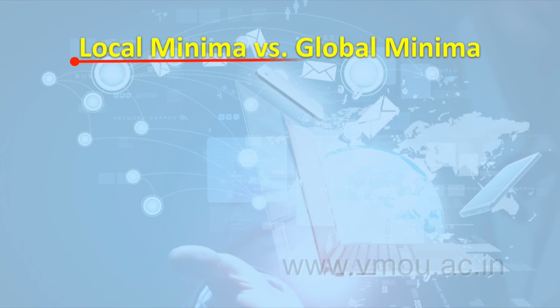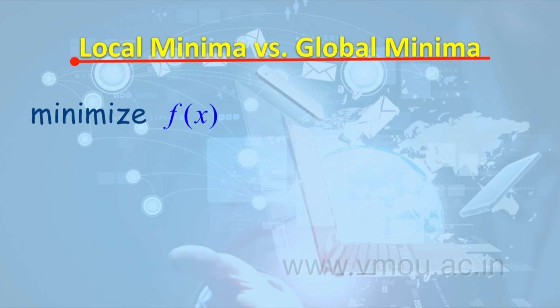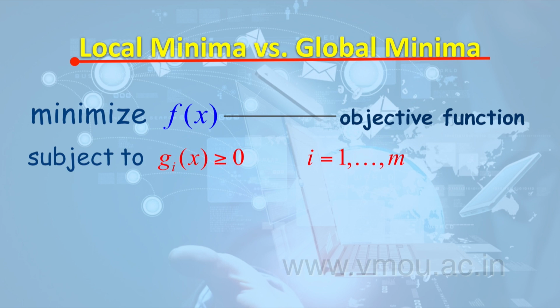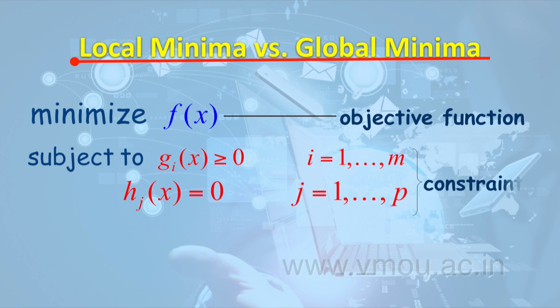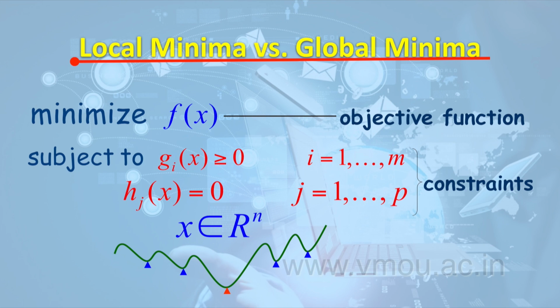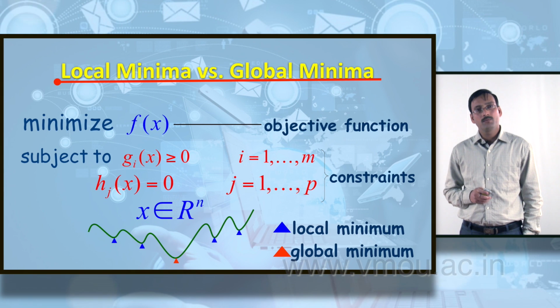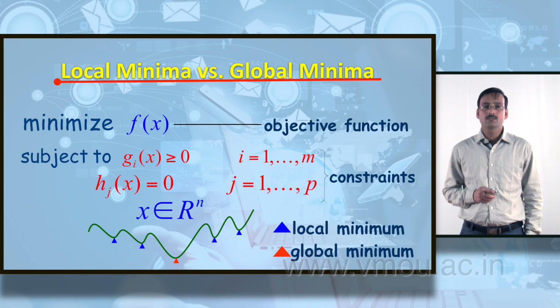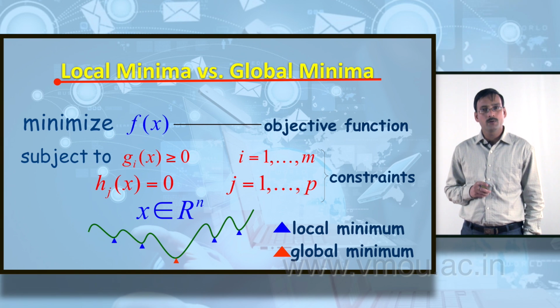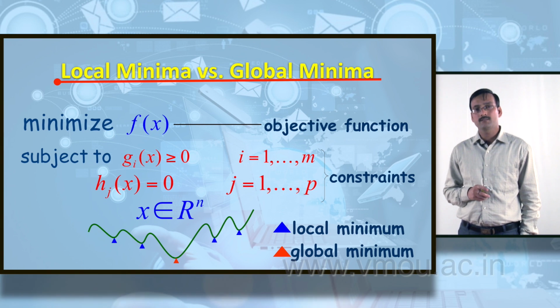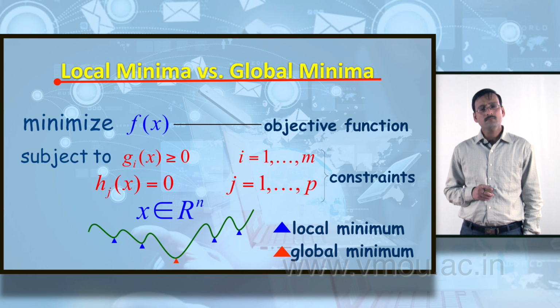Related to the general nonlinear programming problem, a big issue is local minima versus global minima. The solution of this problem is twofold: it may be a local solution or a global solution. We are particularly interested in global minima or global optima, because in general the problem may be of minimization or maximization. So, in general we can call it global optima. In this particular case, the red triangle marks the global minima while the blue triangles mark the local minima.